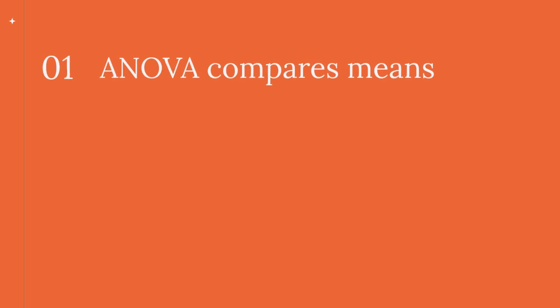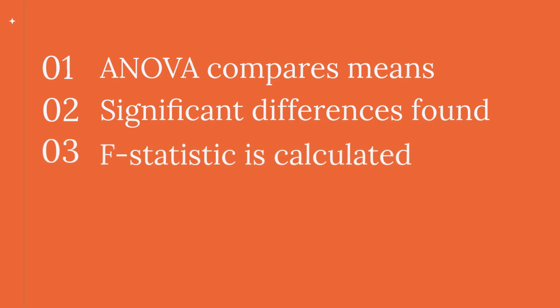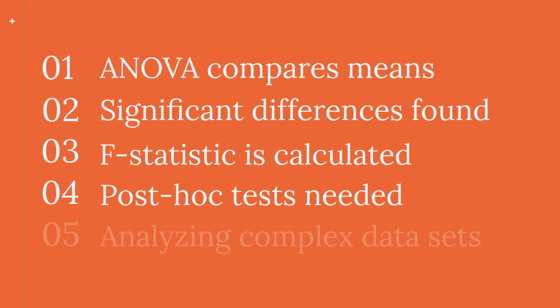ANOVA compares means across multiple groups. It identifies significant differences between groups. The F-statistic and degrees of freedom are calculated. Post hoc tests may be needed for specific group differences. ANOVA is essential for analyzing complex data sets.